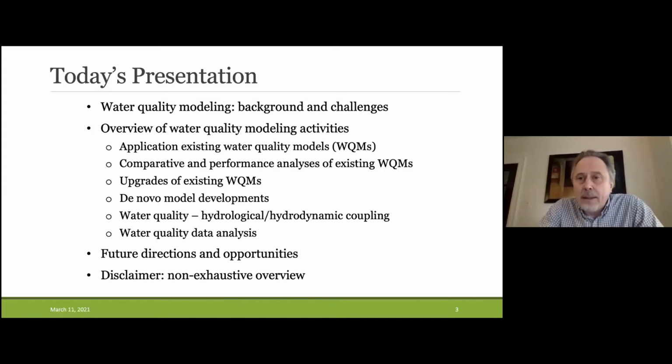But I hope at least that this overview will give you an idea of the capacity that's available in water quality modeling within the team. And you should feel free as a GWF researcher to reach out to our team for support in your own research. I hope that at least this update will also allow us to stimulate that type of discussion.